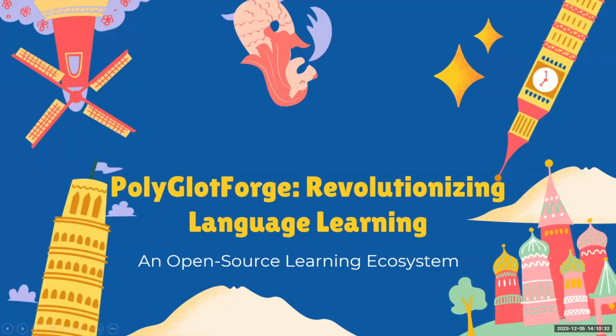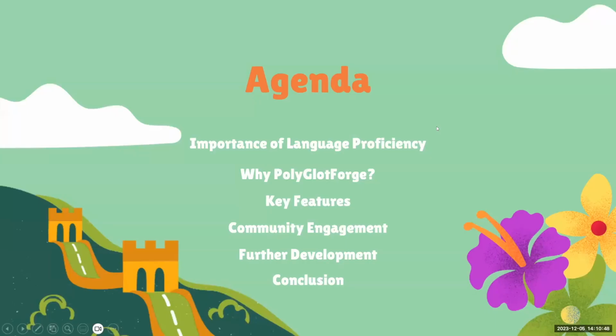Okay, so my idea for my open source project was Polyglot Forge, revolutionizing language learning. So it's an open source learning ecosystem. I'll be talking about the importance of language proficiency and why Polyglot Forge, the key features, the community engagement aspect, further developments within this ecosystem, and the conclusion.